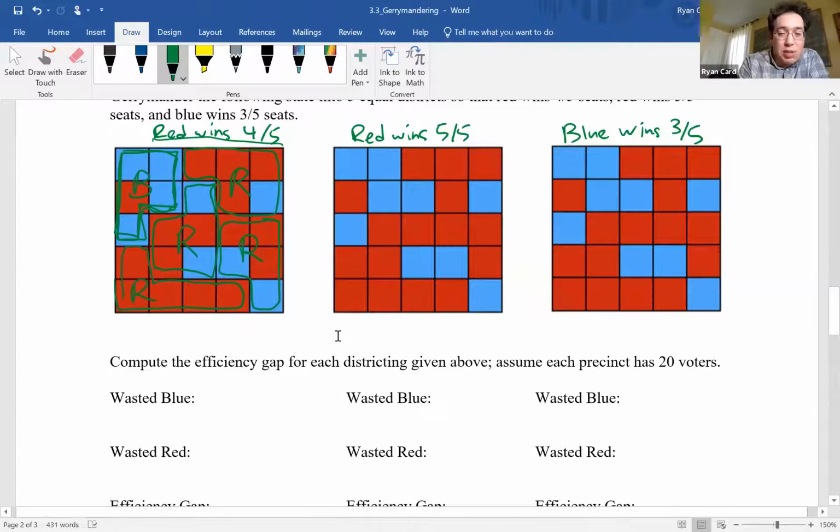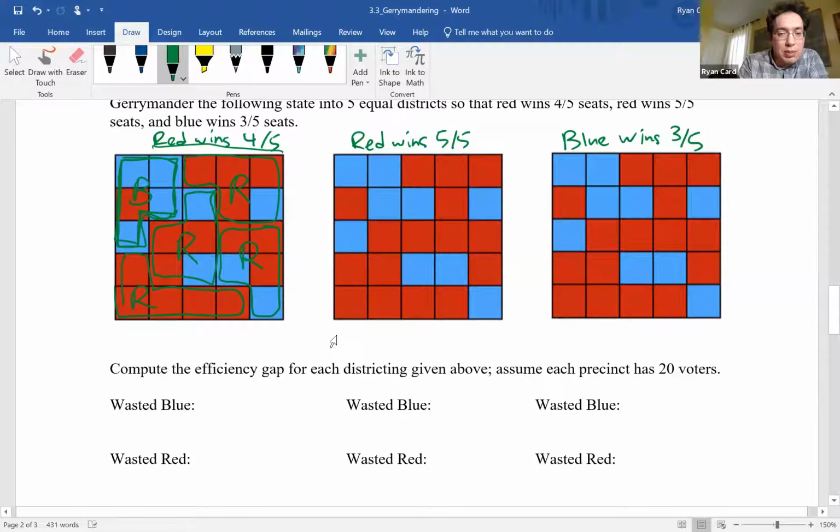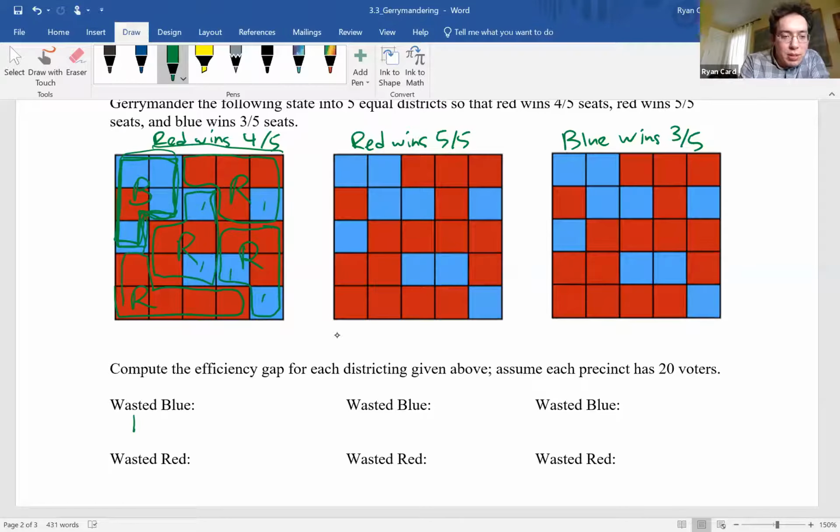Let's just count the number of wasted votes. So on the blue side, how many votes are wasted? In a district of 5 squares, you only need 3 to win. When there's 4 out of 5, there's only 1 wasted in the district, the blue one. Here 1 is wasted. Here 2 are wasted, and here 2 are wasted. So 1, 2, 3, 4, 5, 6 wasted total.